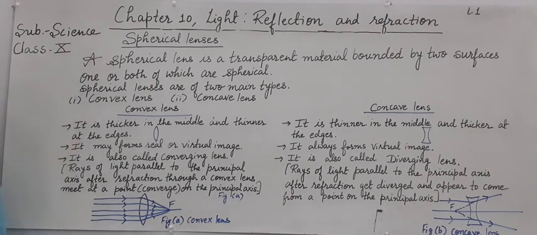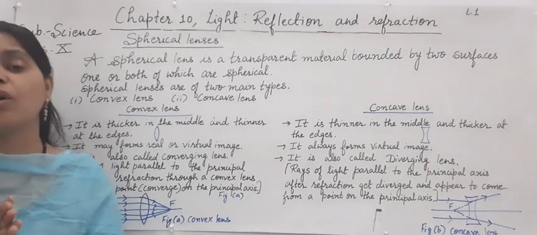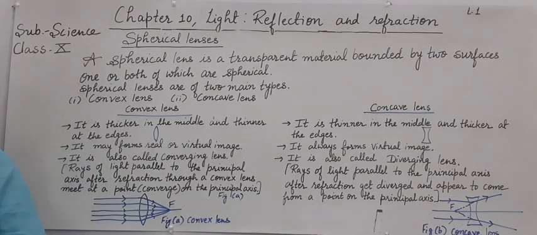The convex lens is also called converging lens because it converges the light rays falling on it at a point. The rays of light parallel to the principal axis after refraction through a convex lens meet at a point on the principal axis. That point is called principal focus. So it converges the light falling on it, so convex lens is called converging lens.